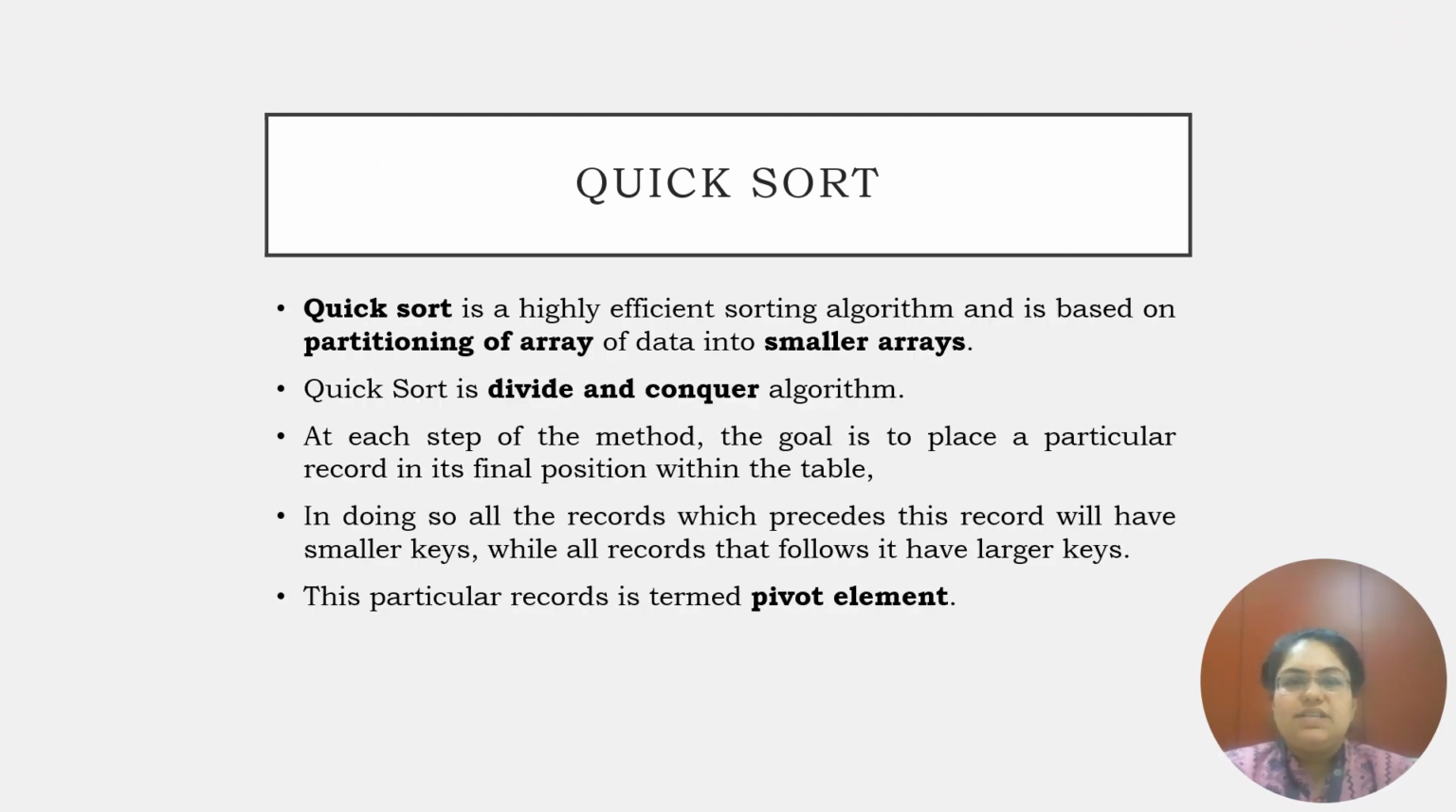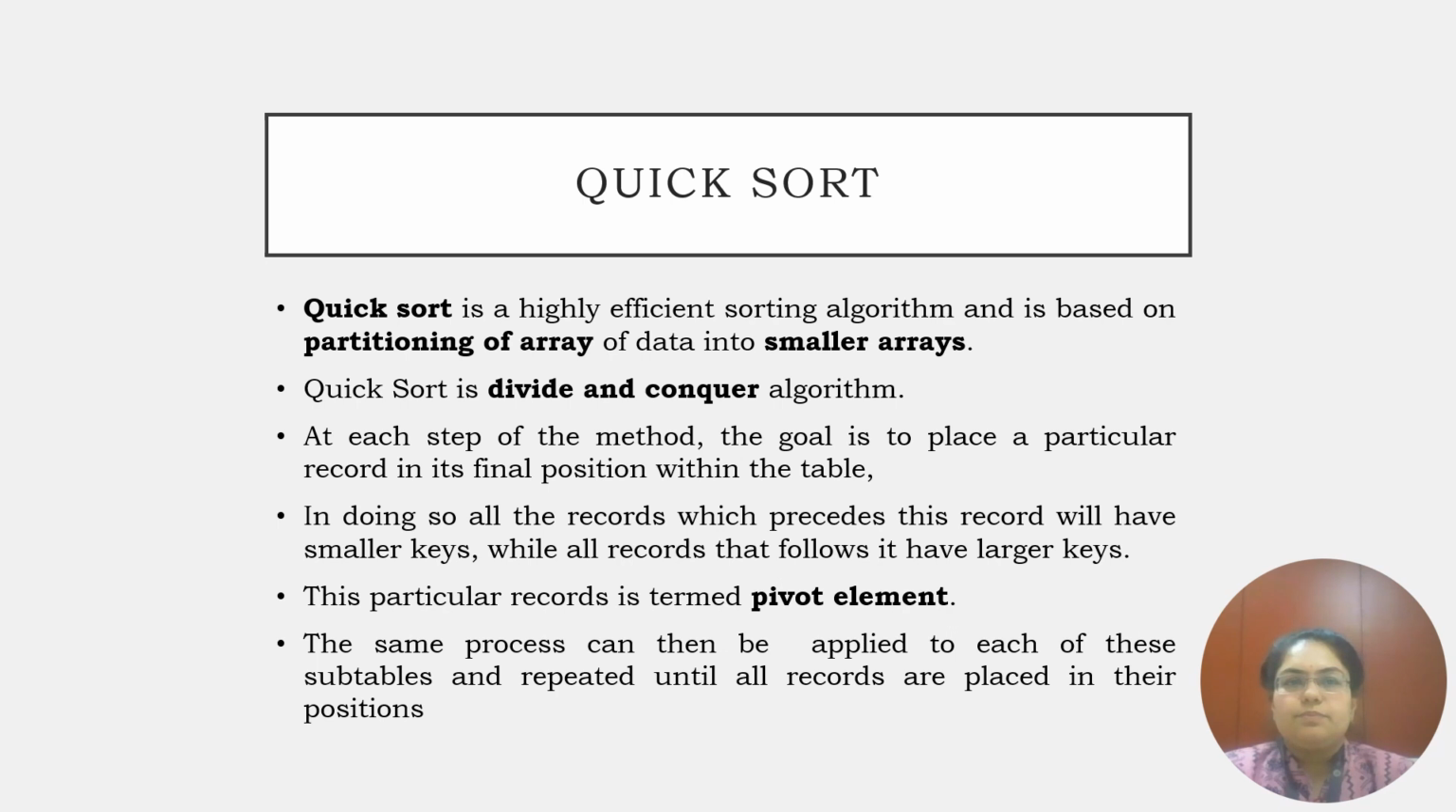Now let's study the quick sort. Quick sort is a highly efficient algorithm which sorts elements based on partitioning an array of data into smaller arrays. That means quick sort basically uses the divide and conquer method, and that is why we can say that quick sort is a divide and conquer algorithm.